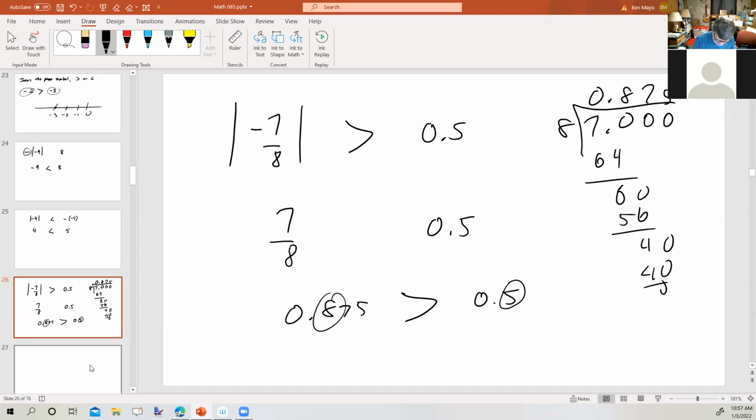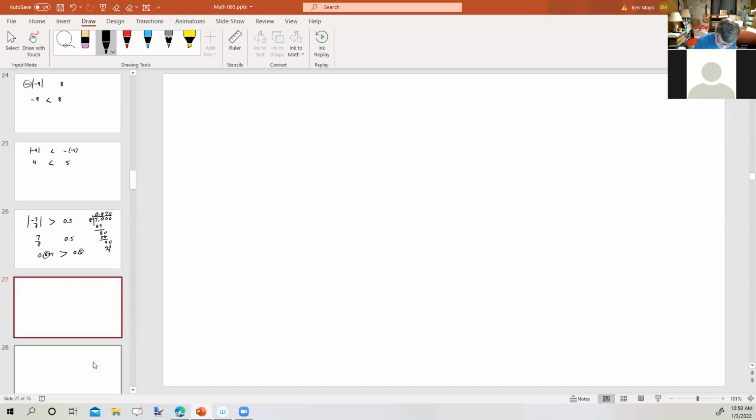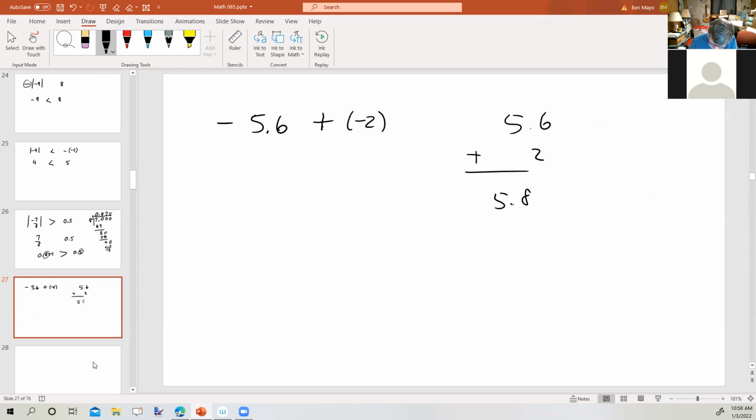Well, let's talk about order of operations. We've got negative 5.6 plus negative 2. Actually, in here, we don't have to worry about order of operations. We're adding two numbers with the same sign, so you add their absolute values and attach the common sign.